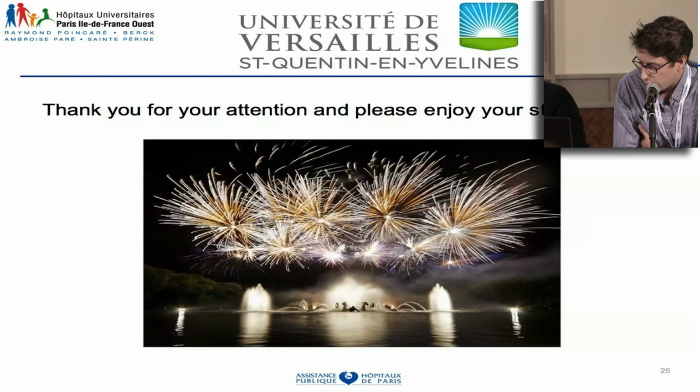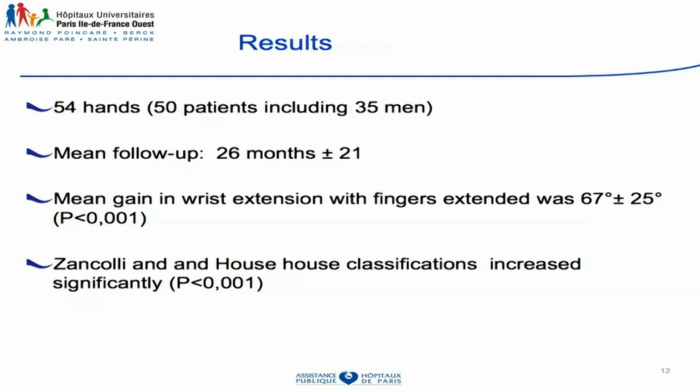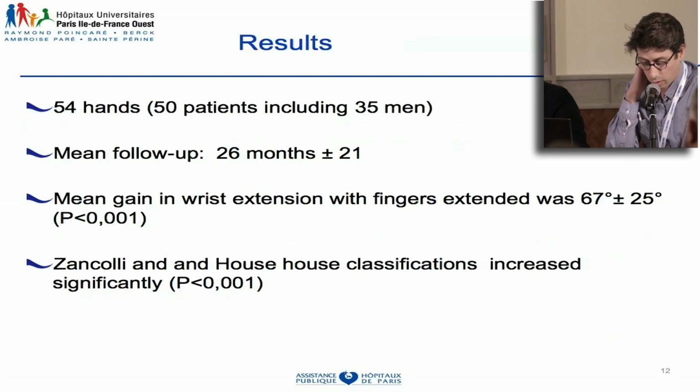And before surgery, motor nerve blocks were used to distinguish between spasticity and contracture, with surgical intervention only for contracture. The data of 50 patients were included during the study period, representing 54 hands. The mean follow-up was 26 months by the surgeon and more by the PMR physician. The wrist extension was significantly increased, with a mean gain in wrist extension with fingers extended of 67.